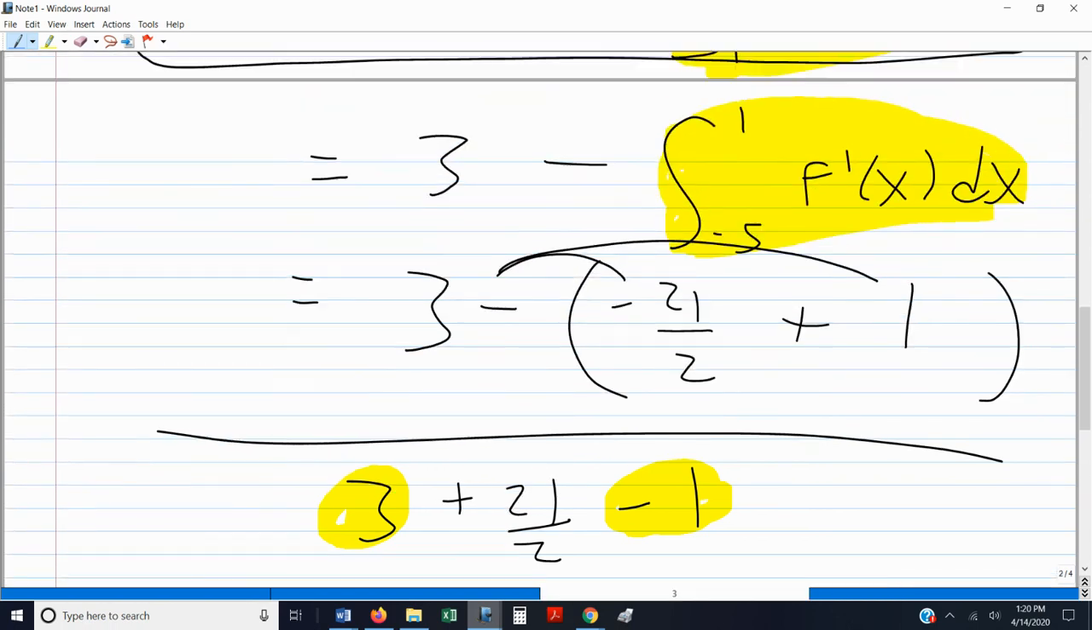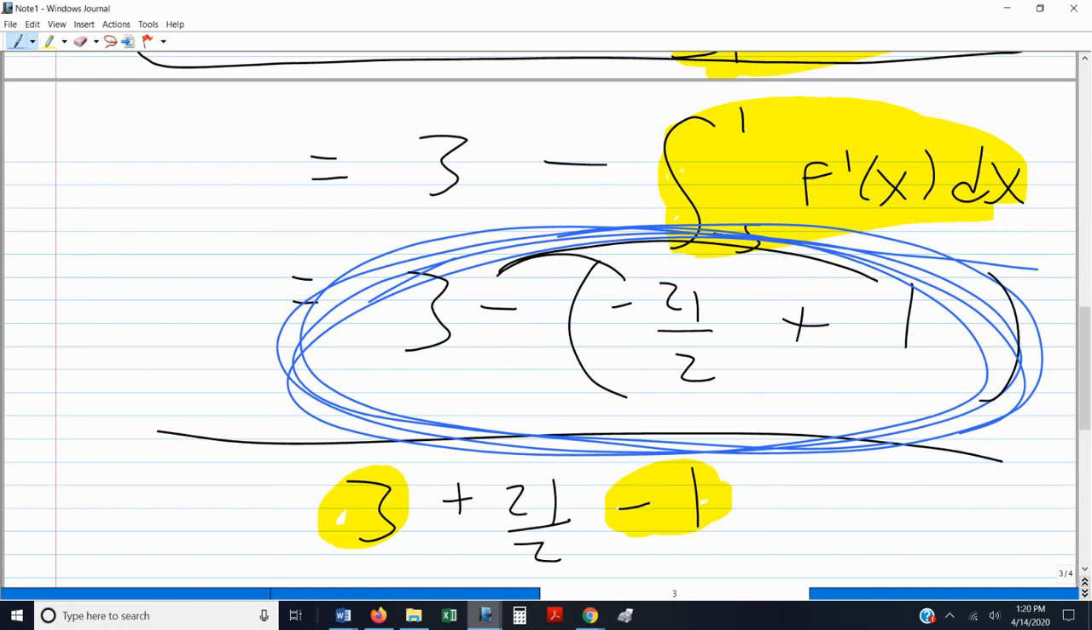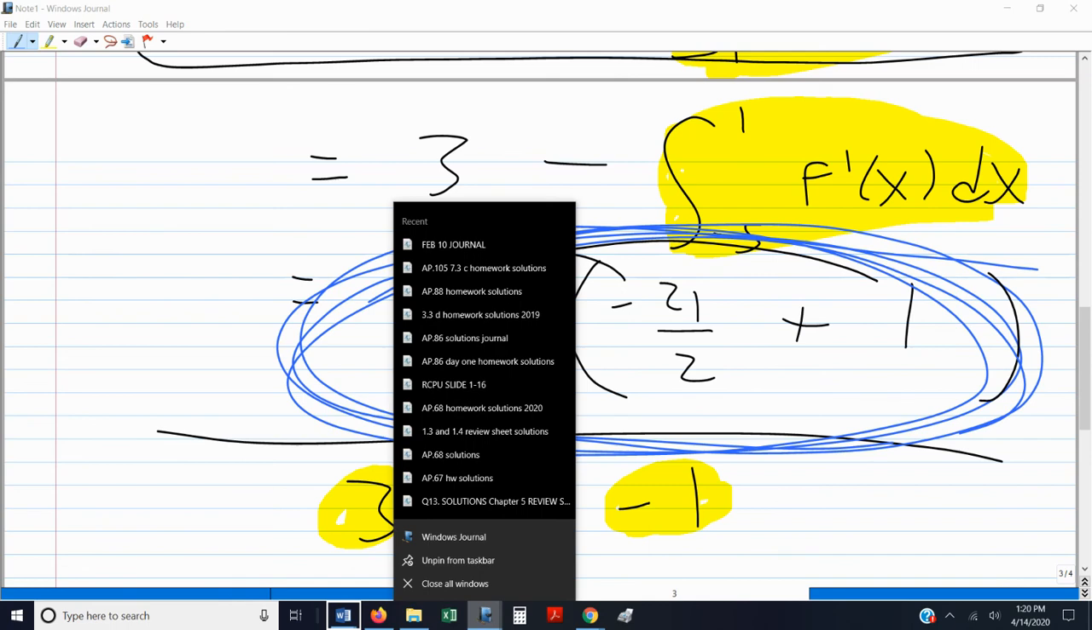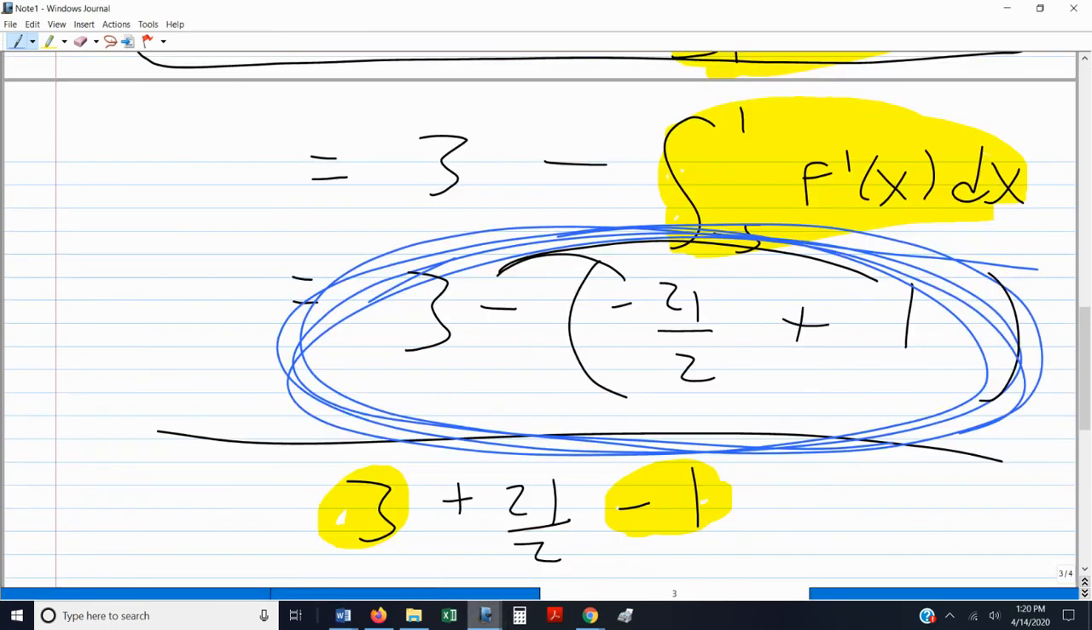But again, I keep pointing this out, and I'm sure you remember this, that you are allowed to leave very unsimplified answers. So you could leave it in that form that I just circled. And I believe that's it. So the point for the integral, the point for the answer, and that is it for this question.